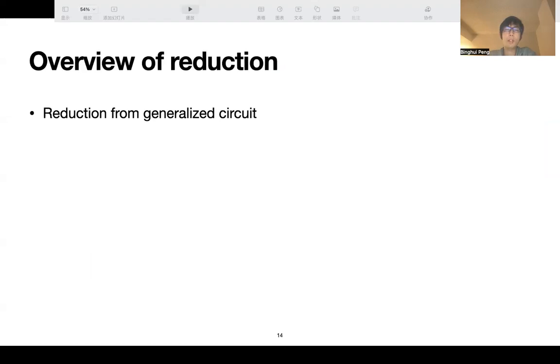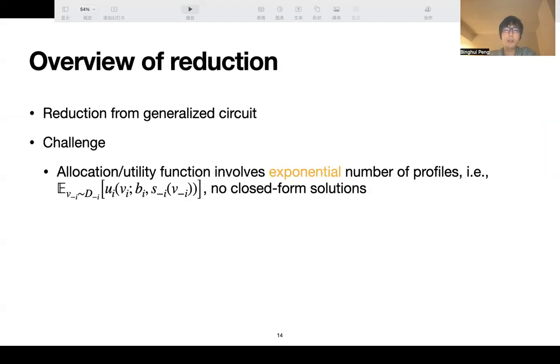We reduce from the generalized circuit problem, which is common in the literature. The main challenge of the reduction arises in two folds. First, the allocation and the utility function involve an exponential number of bidding profiles, because when you compute the allocation or utility, you need to take an expectation over other players' values. There are an exponential number of such profiles, and in general, there's no closed-form solution. The only way I know how to compute this exactly is via dynamic programming.